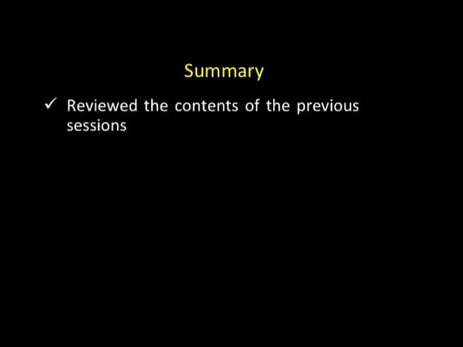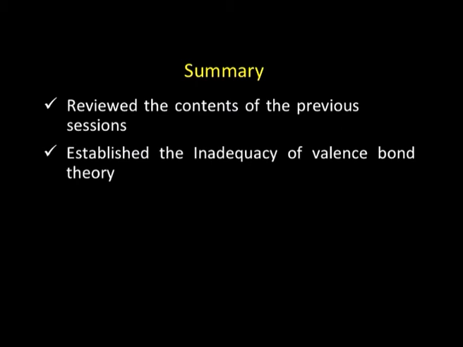Okay, let us sum up what we have done today. We reviewed the contents of the previous sessions. Thereafter, we established the inadequacy of valence bond theory. We established that valence bond theory fails to give a picture of the oxygen molecule which is in agreement with the experimental observation that oxygen happens to be paramagnetic, because valence bond theory predicts it to be diamagnetic in nature.